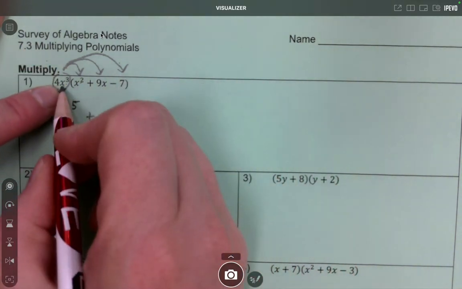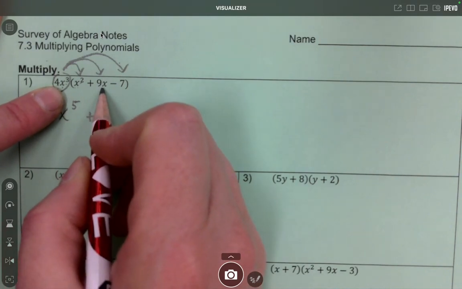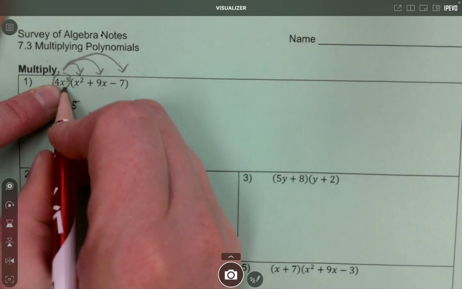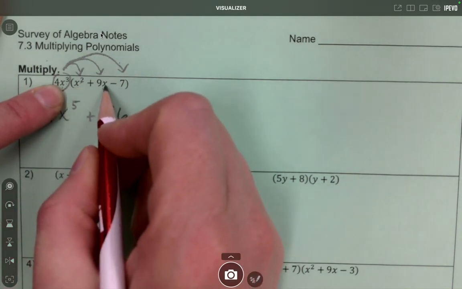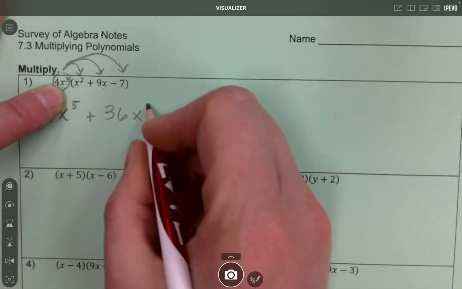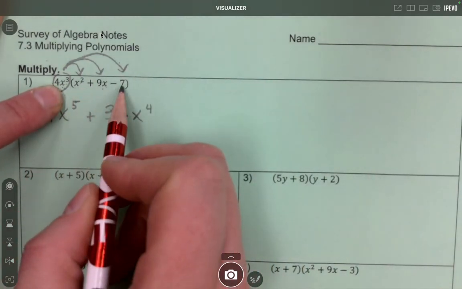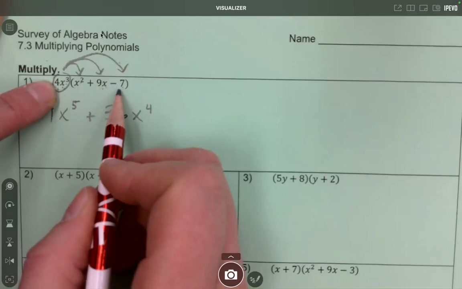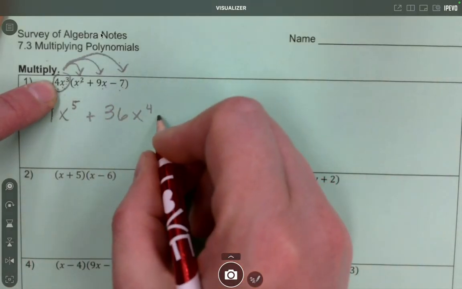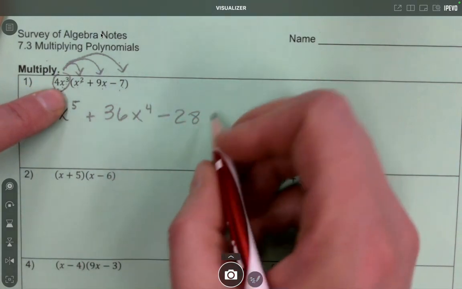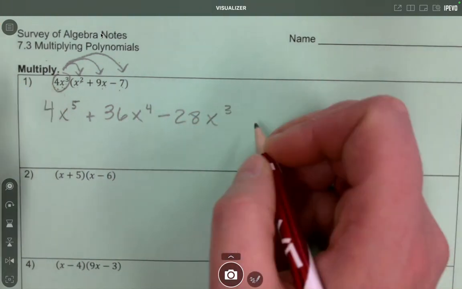Then I'm going to multiply the 4x cubed times the 9x. So 4 times 9 would give me a 36. And if I have x cubed and I'm multiplying by one more factor of x, now I would have x raised to the 4th power. Last, I would multiply my 4x cubed times the negative 7. So 4 times negative 7 would be a negative 28. So I'm going to write minus 28. And I'm not multiplying by any more x's, so it's going to stay x to the 3rd power.